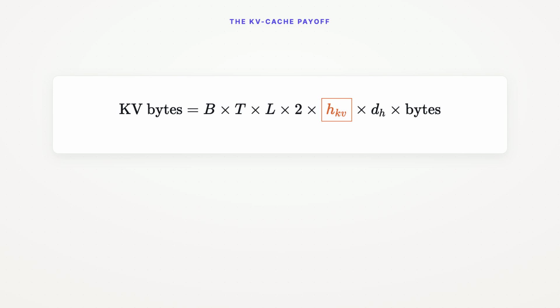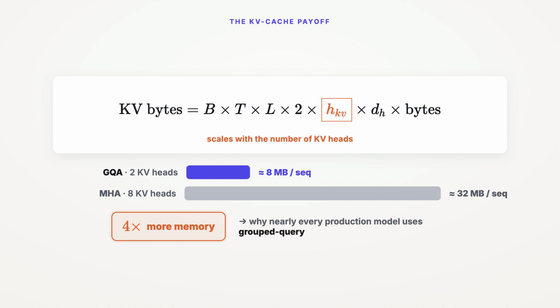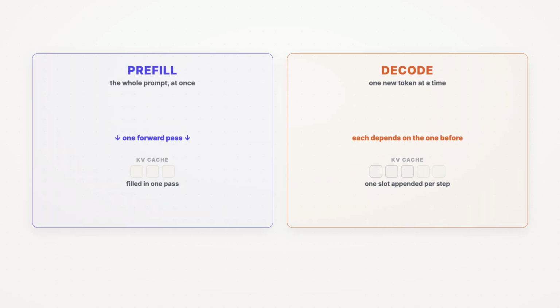The cache size scales with the number of key value heads. For our model at a 2,000 token context, grouped query needs about 8 megabytes per sequence. The same model with full multi-head attention, 8 key value heads instead of 2, needs 32. 4 times more. Multiply that across thousands of concurrent users, and you see why nearly every production model uses grouped query attention. This splits generation into 2 very different phases.